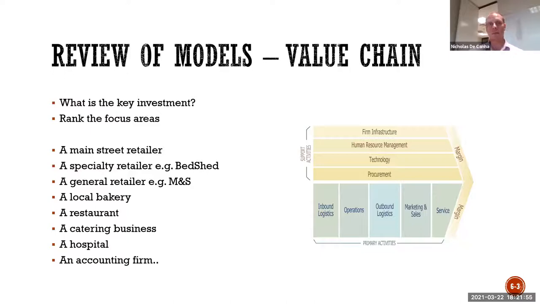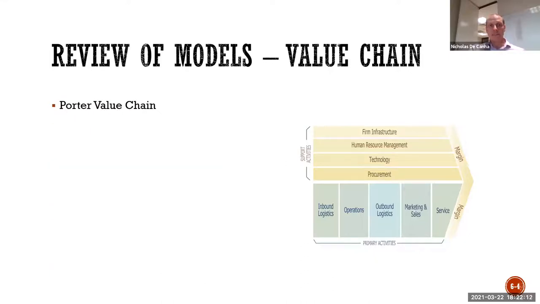The idea of Porter's value chain is not that you try and tick off each one of these boxes, certainly not at this level. You're going to say, what is my business actually trying to do? It has application to all business cases, including those ones that we present.